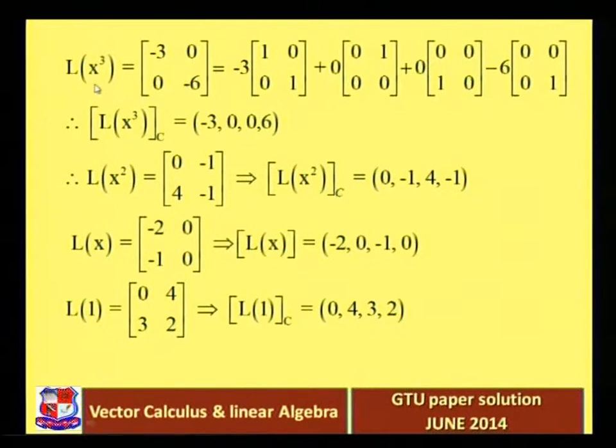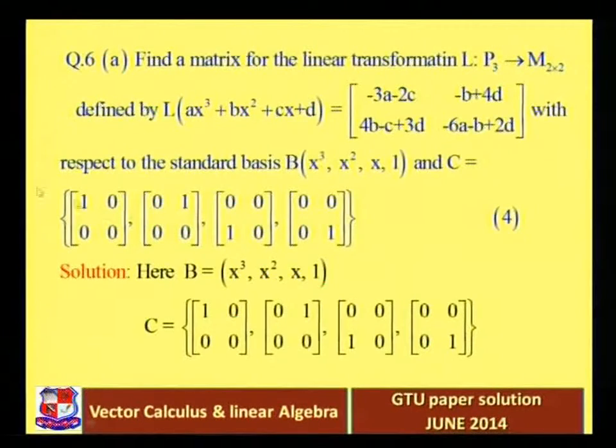So first of all, find the value of L of x cube, where L is our transformation. Now L of x cube means A is 1, B, C and D are 0, correct? In this definition you can see L of x cube. You want to find L of x cube, so that means A is 1 and B, C, D are 0. So put A equal to 1 and B, C, D equal to 0 in this 2 cross 2 matrix.